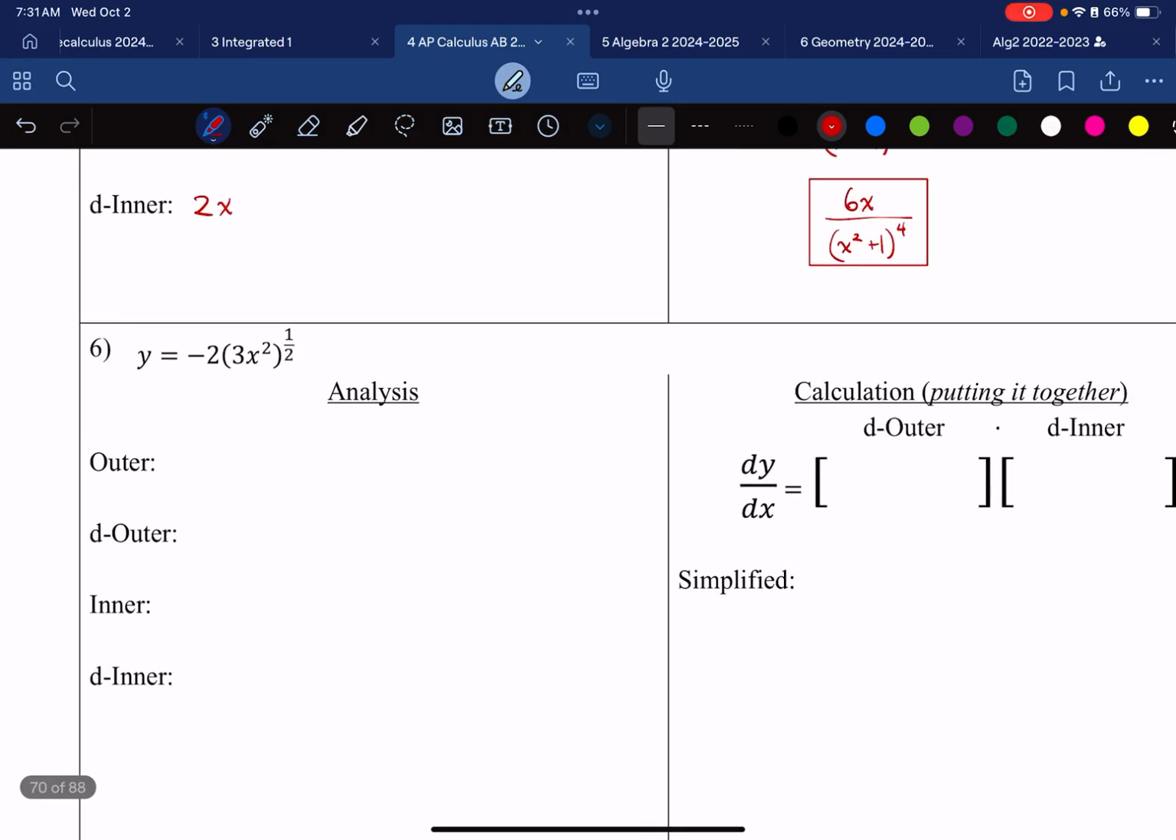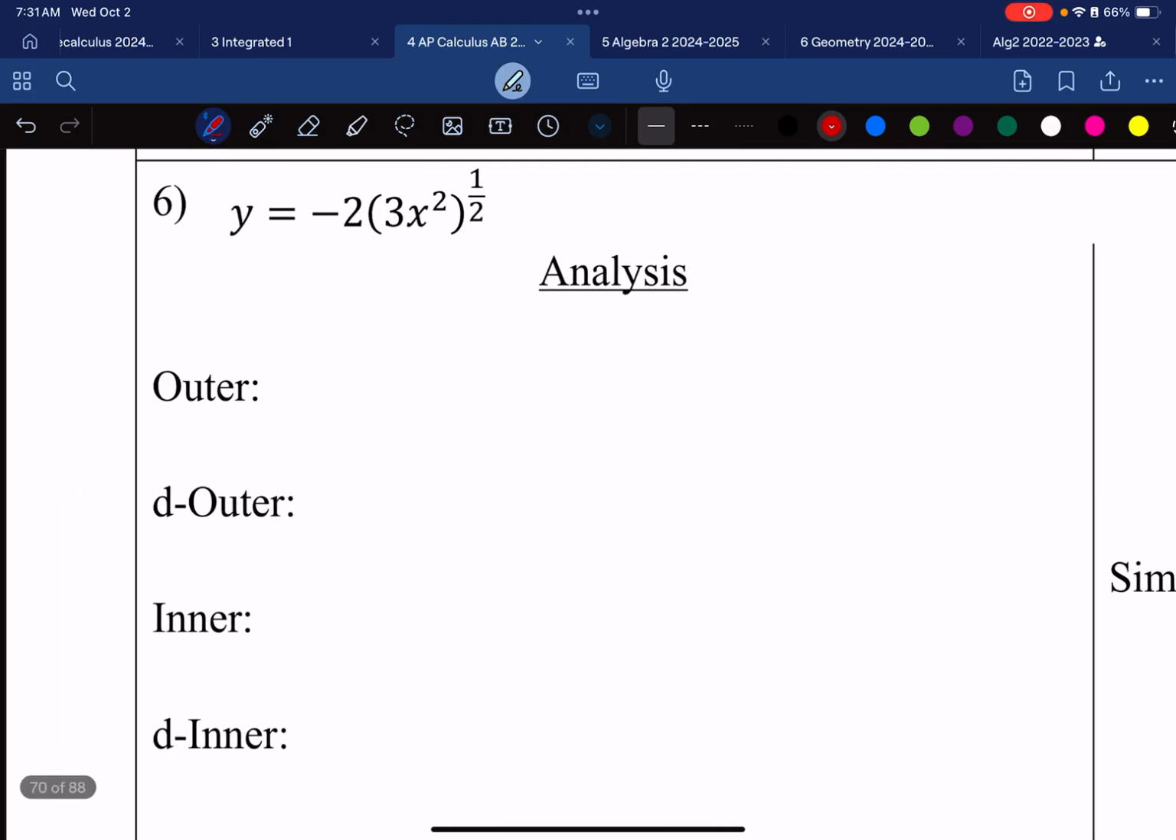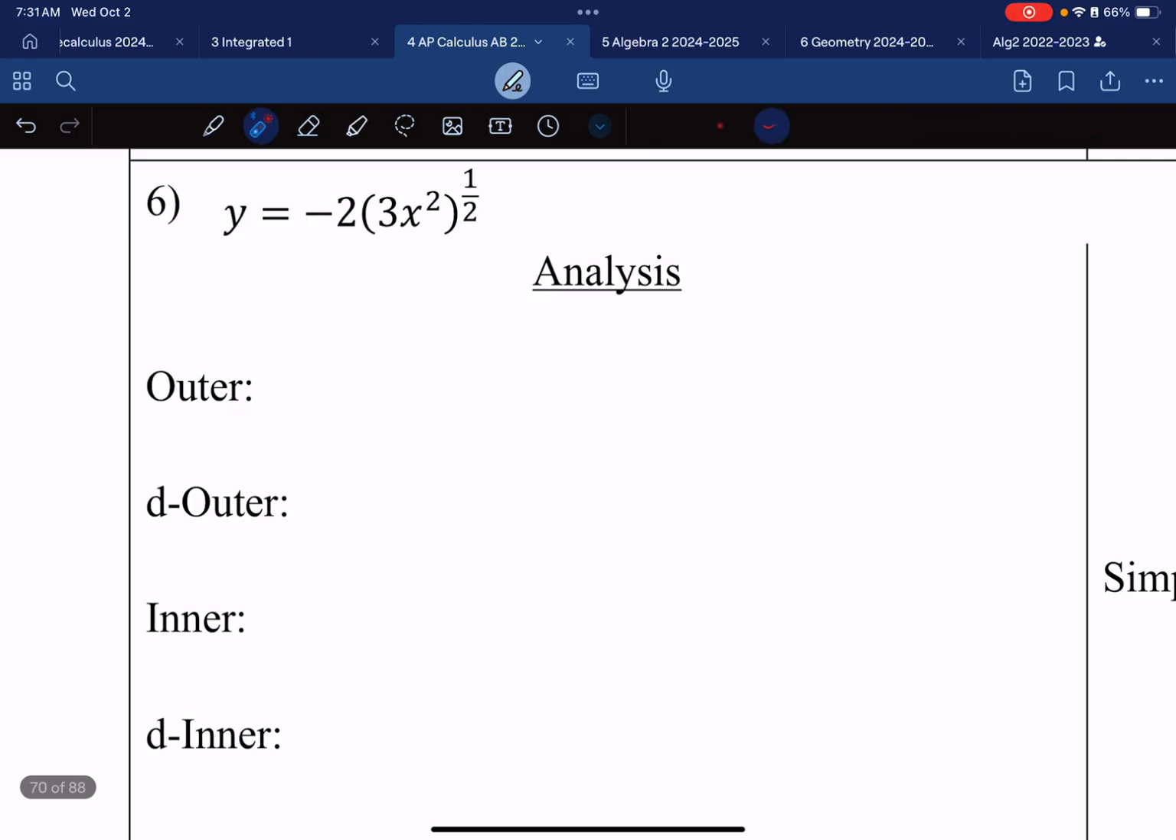All right, I think this is indeed our last problem. It's a 1/2 power. So I could have instead given you guys a square root function, but instead I gave you a power of 1/2. I did one step for you guys. You're welcome. I could have made it harder. The outer is negative 2 times some stuff to the power of 1/2.